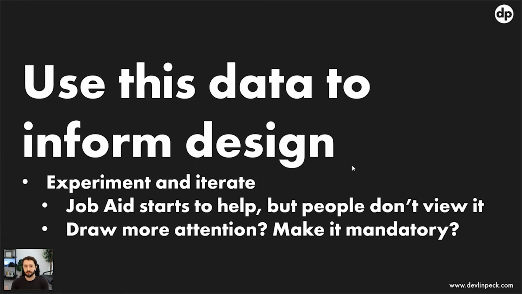But at that point, here's where the iteration comes into play. Maybe you realize now that a lot of people aren't viewing this job aid. Maybe we know that it helps and it's effective, but people aren't accessing it. Then you can make decisions about how to draw more attention to it. Maybe you bring it into the flow. And I think I address that a little bit later as well.